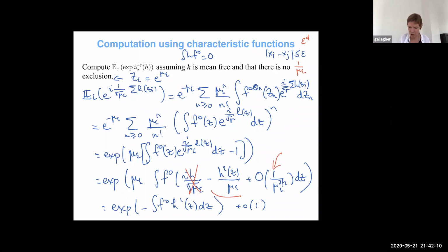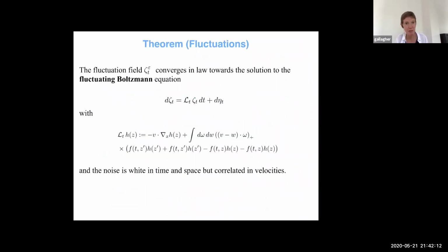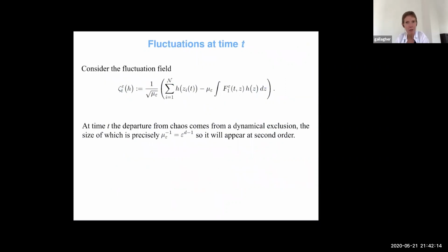Right, so this is the fluctuation field at time 0. What happens at time t? So I want to look at what happens at time t. I define this function here, exactly like before, and I remove the average, which is not 0. And I can try to compute exactly the same thing.